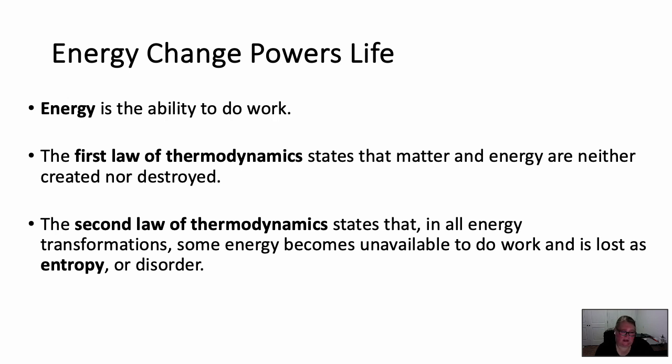Now, the second law of thermodynamics states that in all energy transformations, some energy is going to become unavailable or unusable to do work. Okay, so it's not going to be able to move things. And when this happens, this energy is lost as what we call entropy. Entropy is just a fancy word for how disordered or chaotic a system is. Okay, so let's talk about this for a second.